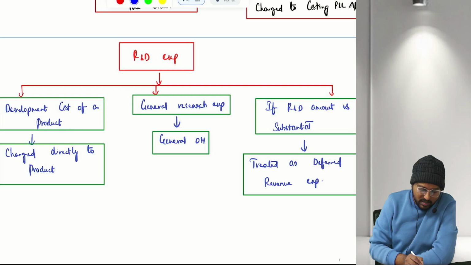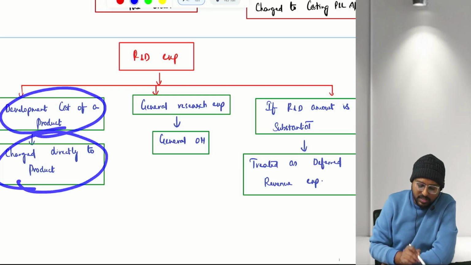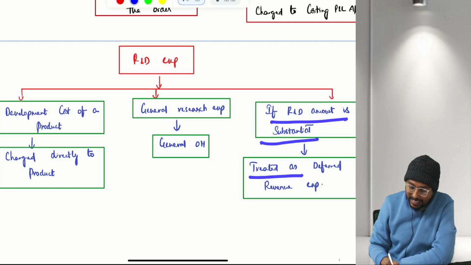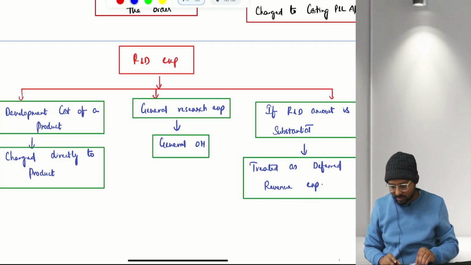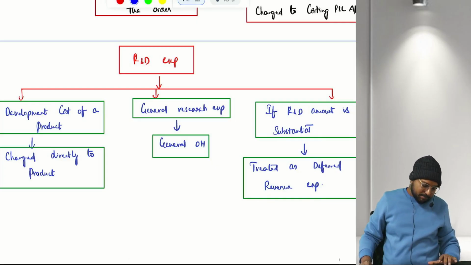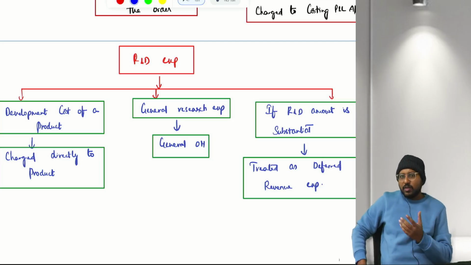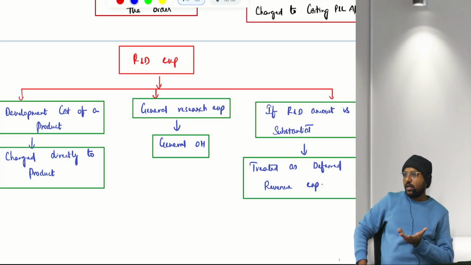Normally, R&D is a cost of a product. It will be charged directly to the product. If it is general research expenses, it will go to general overheads. If the amount is substantial, then it might be treated as deferred revenue expenses. What do you mean by that? Why are you doing R&D first of all? To develop a product or to create a product, correct? So the more you spend on R&D, it will come in the form of better sales for you. Are you able to understand?